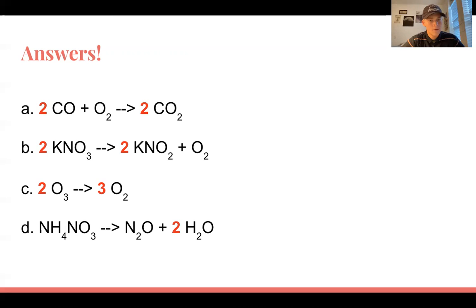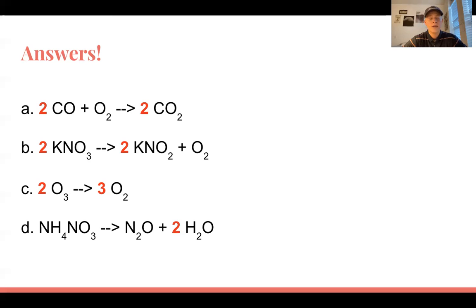So for potassium nitrate turning into potassium nitrite and oxygen gas, it's kind of the same thing. So we see K and N, and only one of them on each side. So those are balanced. But if you go to the oxygens, we have 3 on the reactant side and 4 on the product side. So we have to have some stoichiometric ratios in order to balance out this equation.